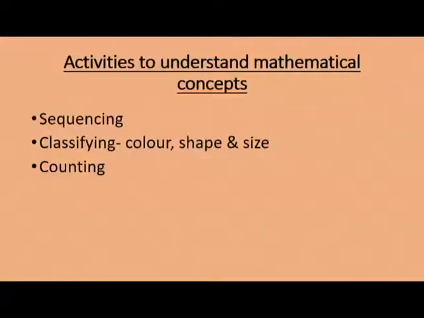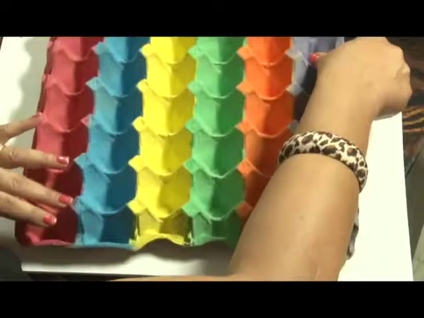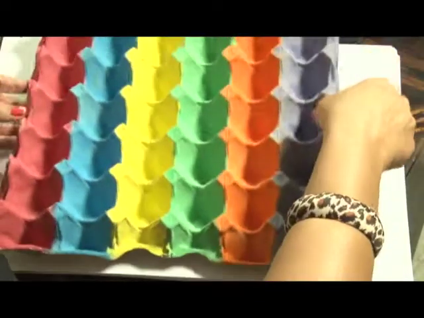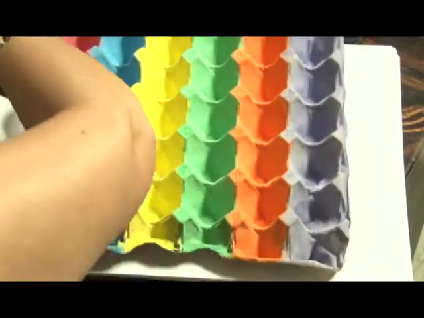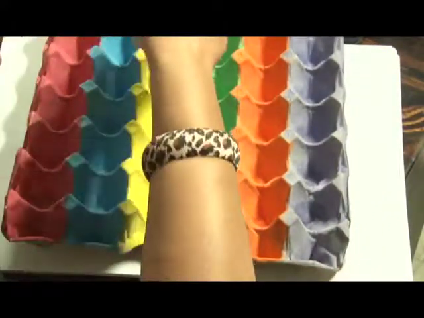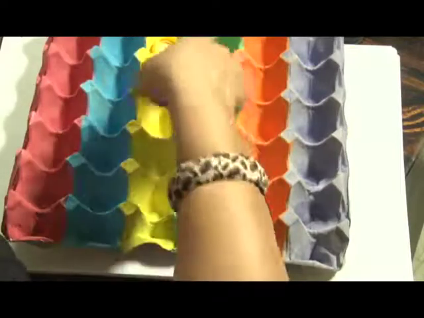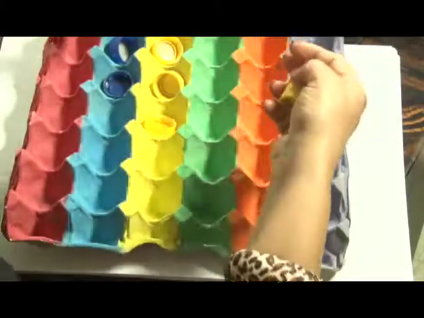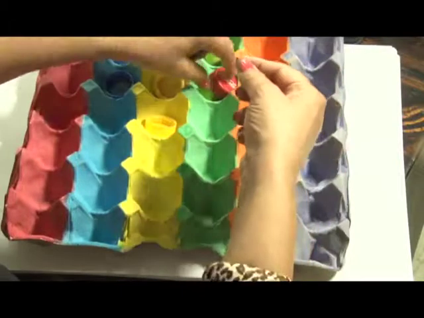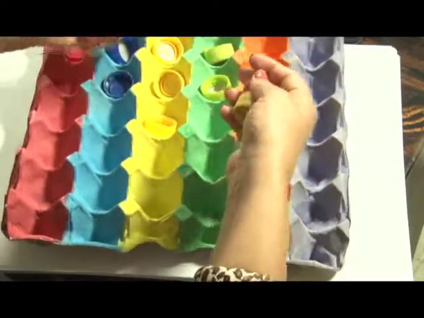Now, counting. What is counting? And counting is so nice when I can also use some color. So here I have colored a normal egg box. And like I previously said, we group according to color. So the learners take all these bottle caps that they have collected themselves, and they put them in this egg box according to the colors that they can see.